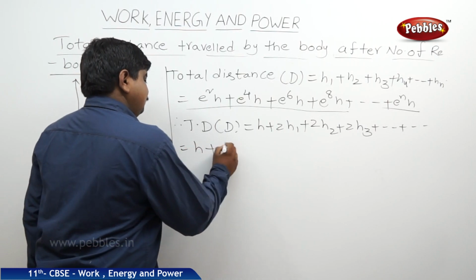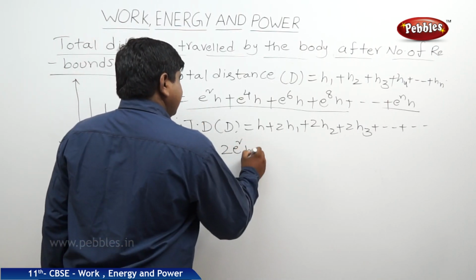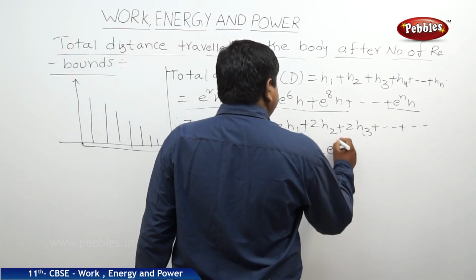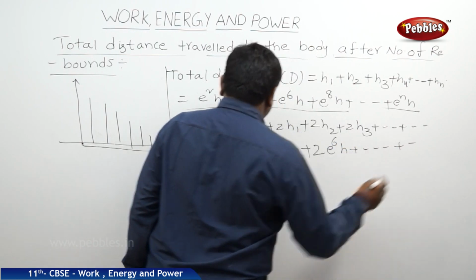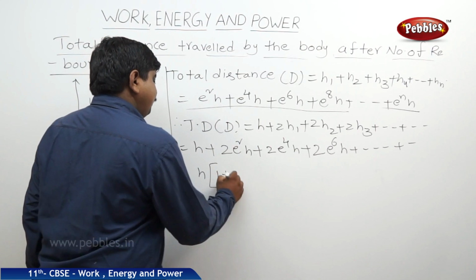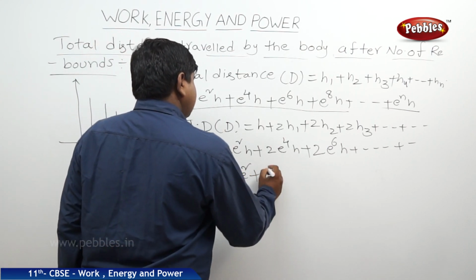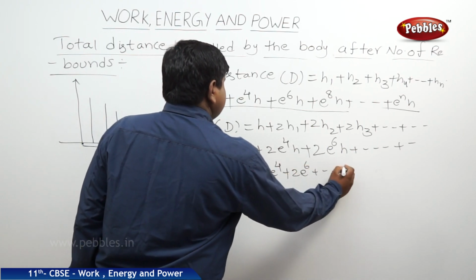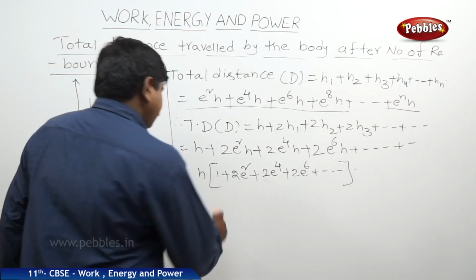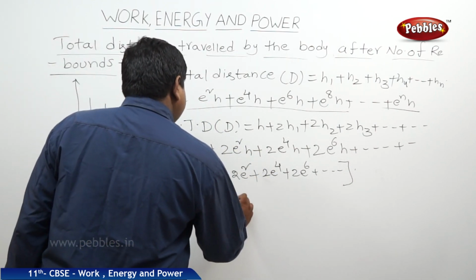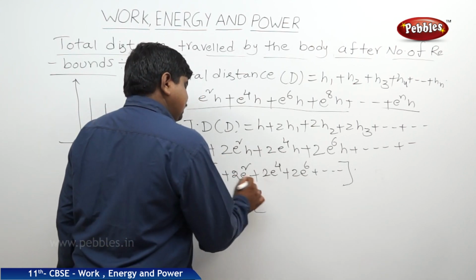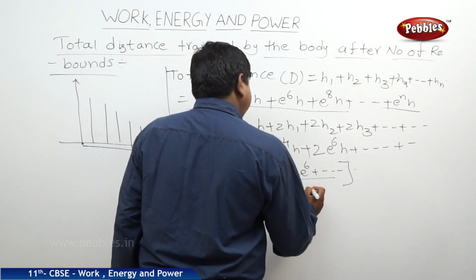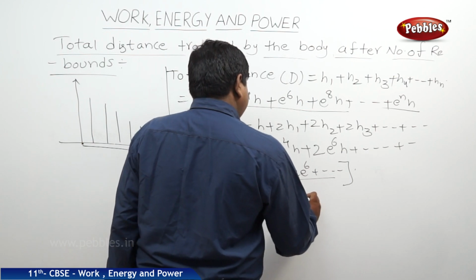So it will be h plus 2 times h1, e square h, plus 2 h2, e power 4 h, h3, e power 6 h, and so on. If you take h as common, 1 plus 2e square plus 2 into e power 4 plus 2 into e power 6 and so on. So h into 1 plus 2e square, taking common: if you take 2e square common, we will get 1 plus e square plus e power 4 and so on.